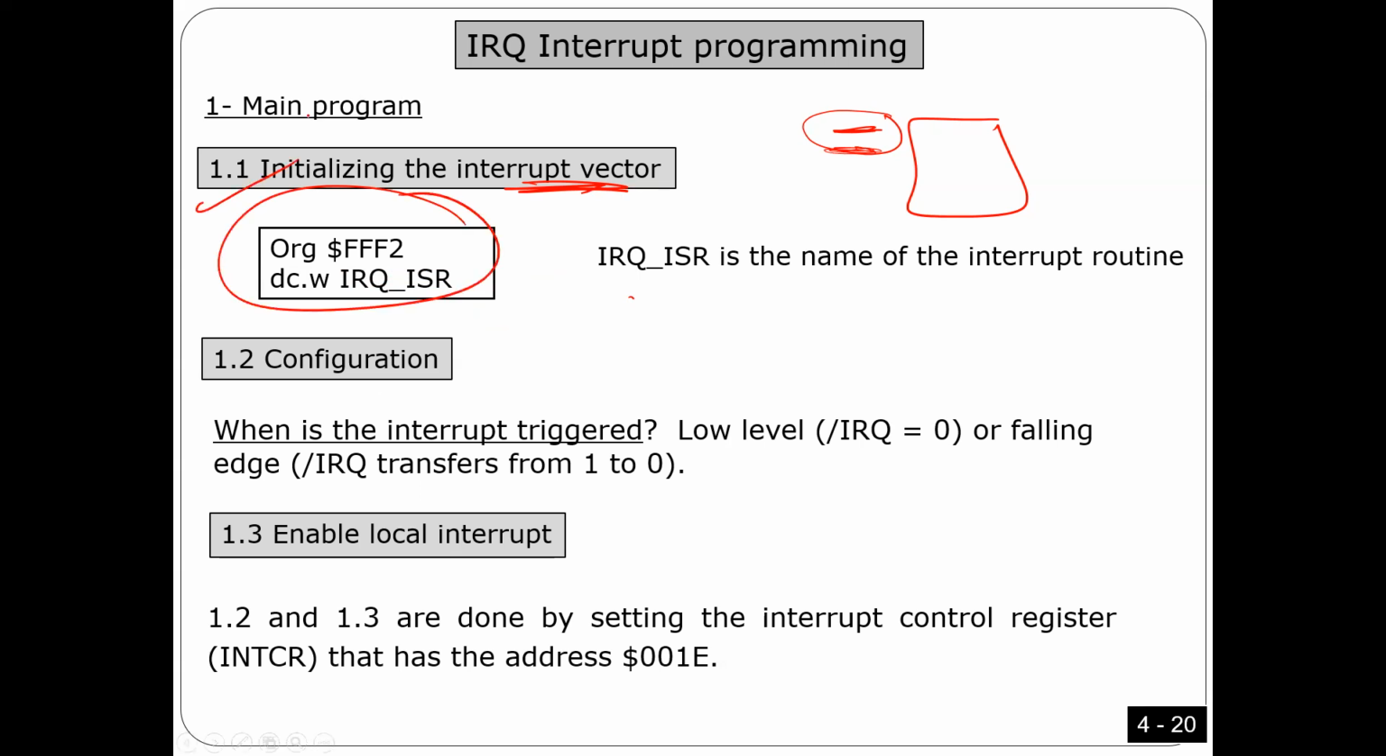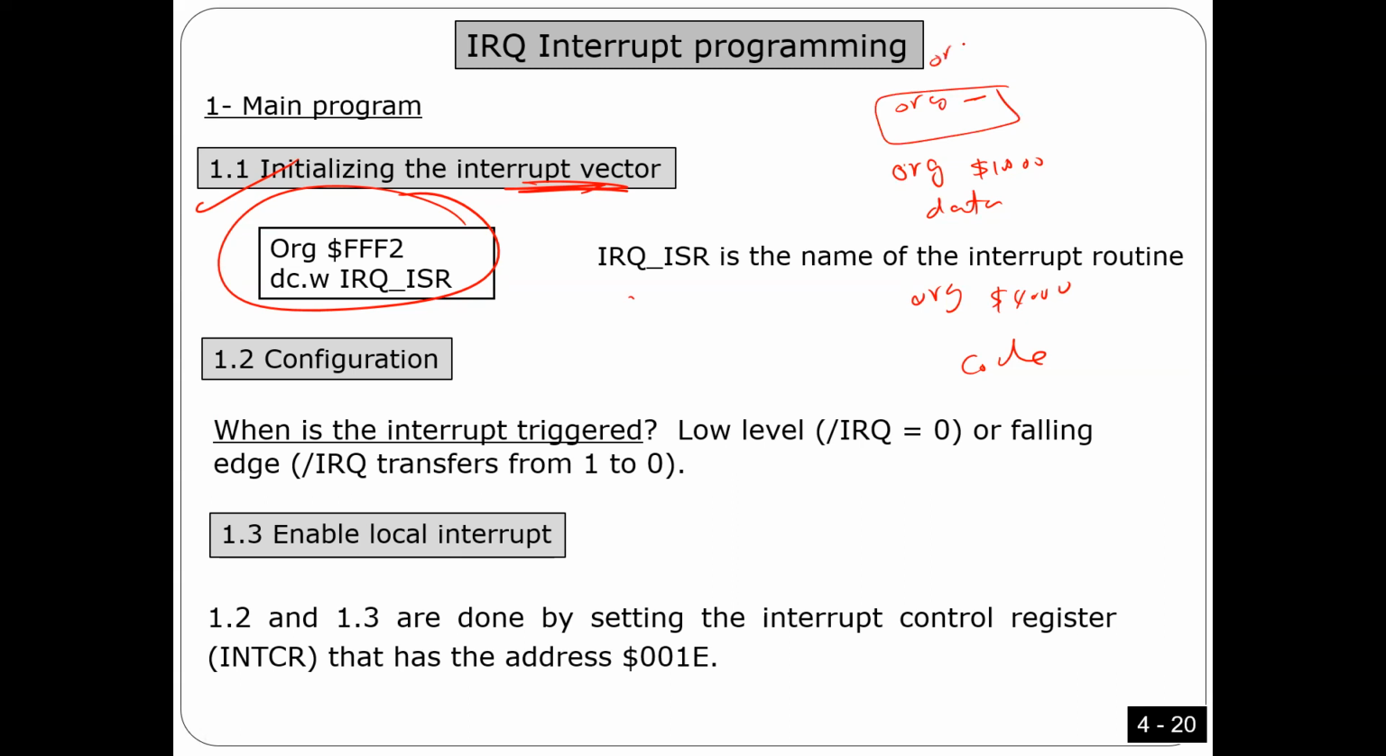Now your program is different from what we did before. It is not going to have just two orgs as we did before; it can have more than two. So you have one org 1,000 where you put data, and org 4,000 where you put your code. Then you can have multiple orgs: for every interrupt source, you are going to have one like this one. In the very beginning, you can put equates. If you have any equate, it has to be in the very beginning. This is the structure of the program we're going to do.